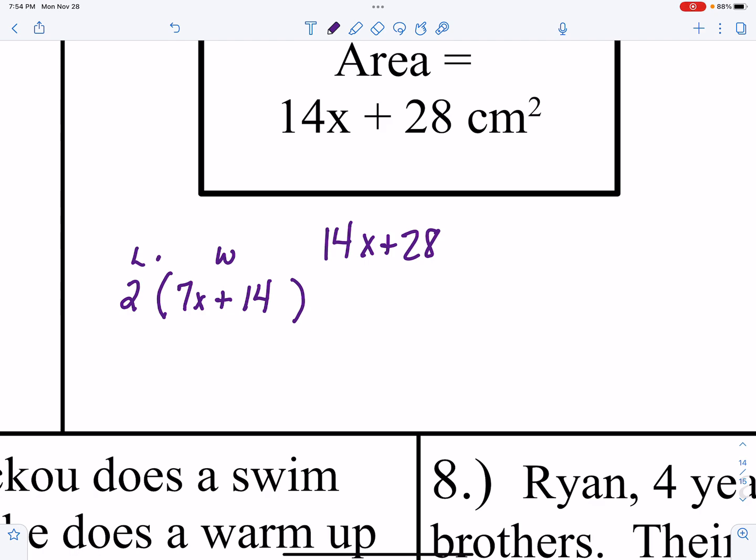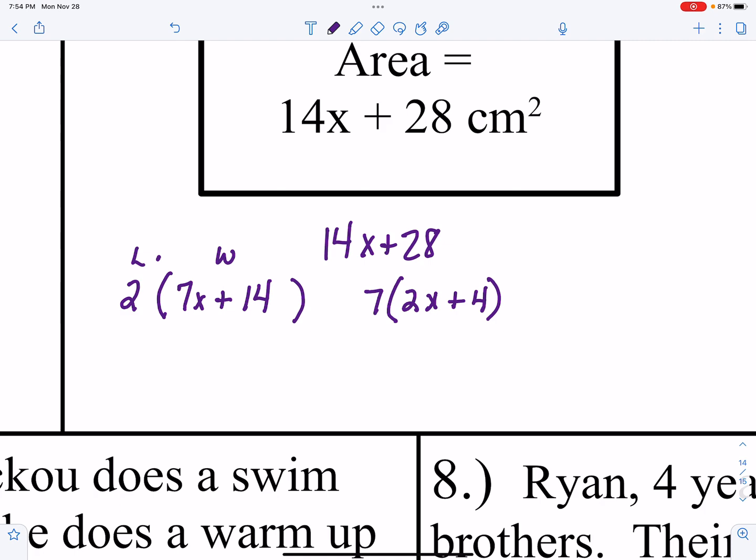I know that I can factor out even more from that. So I can factor out a 7 from there as well. If I factor out a 7, let's see, I'm actually going to just factor out the 7 from the original. So 7 times 2x is the 14x, plus 7 times 4 is the 28. So that's another length times width option.